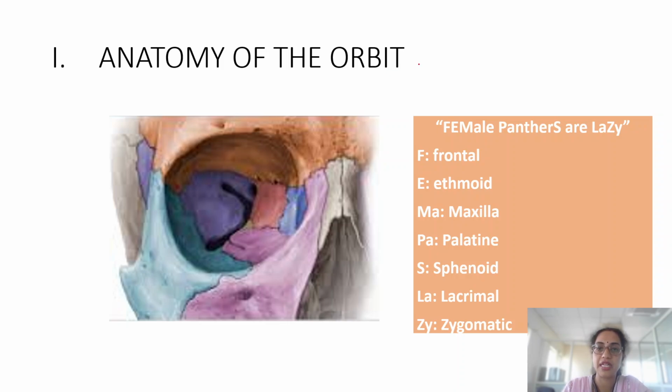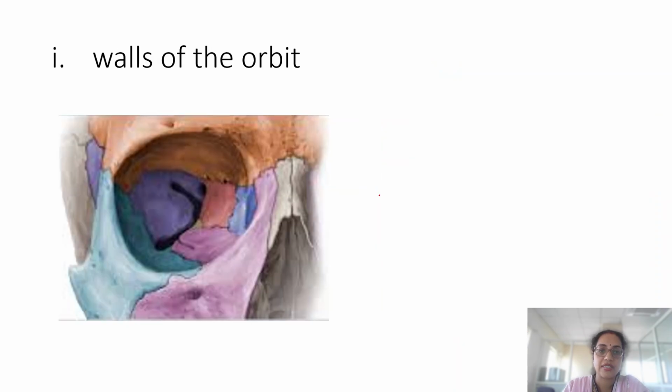The orbit is made up of 7 walls, and I've made a small mnemonic for you to remember. The bones that are making up the orbit are frontal bone, ethmoid bone, maxilla, palatine, sphenoid bone, lacrimal, and the zygomatic bone. Okay, so let's start with the base of the orbit.